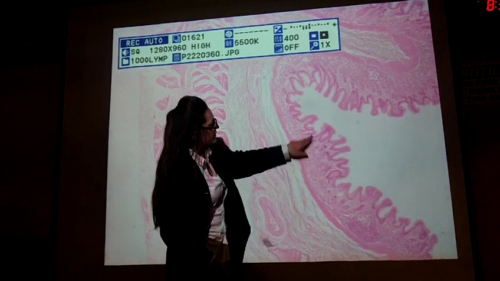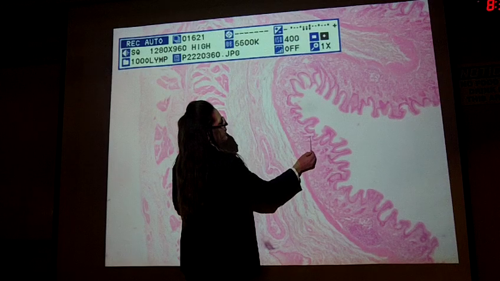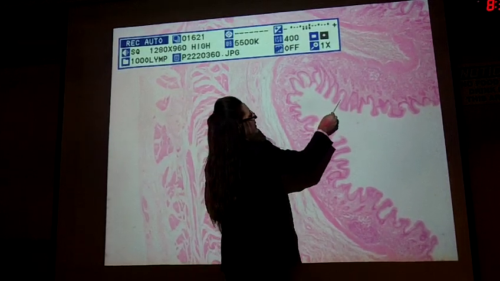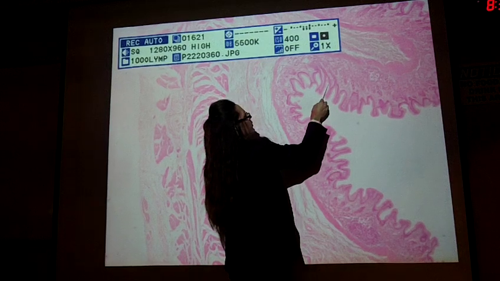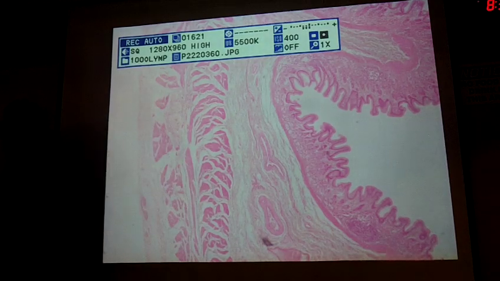And then at the base of those pits, you can see your gastric glands. And again, when we magnify that, you should be able to see them a little bit better. But all of those indentations there, those are your pits. So we just magnify that.